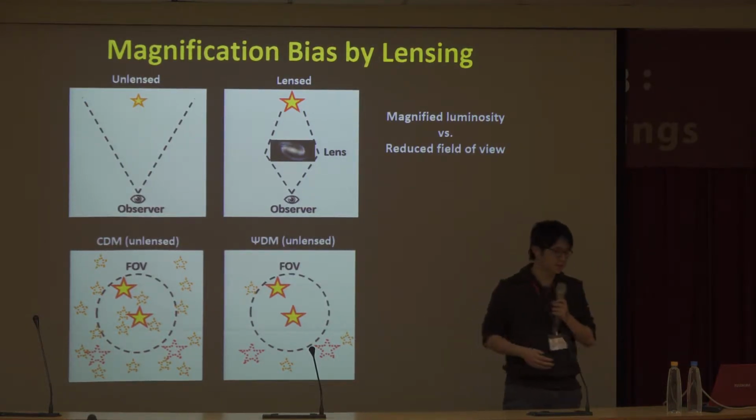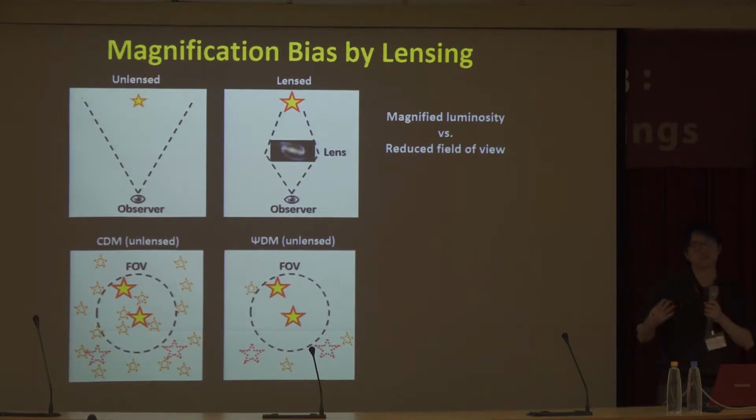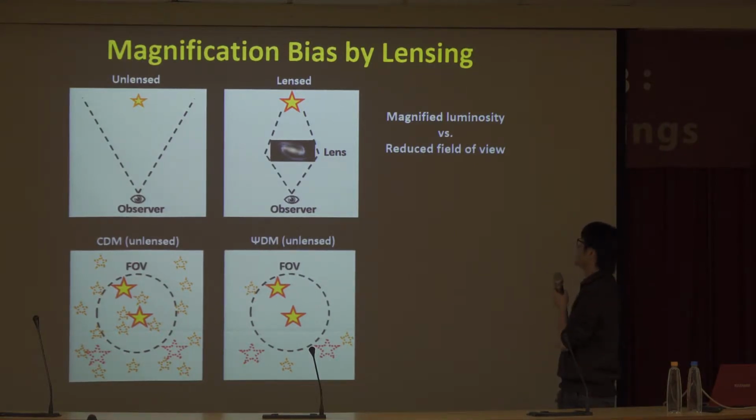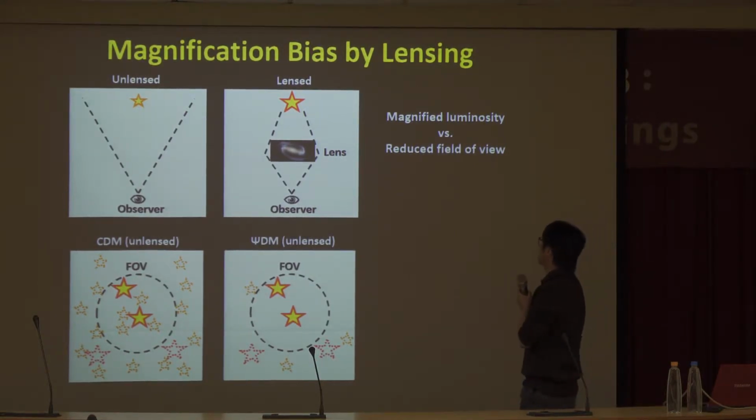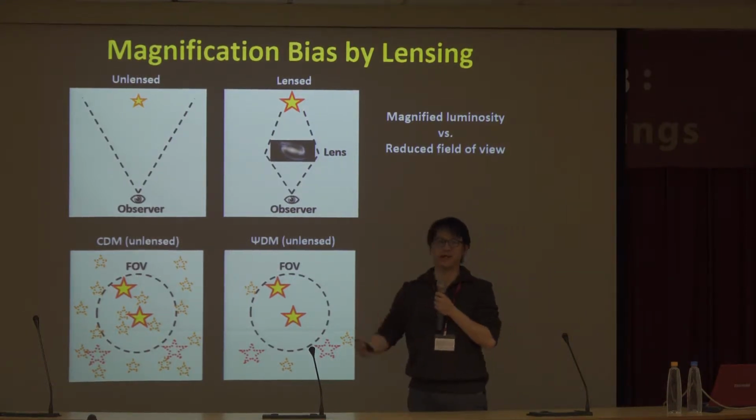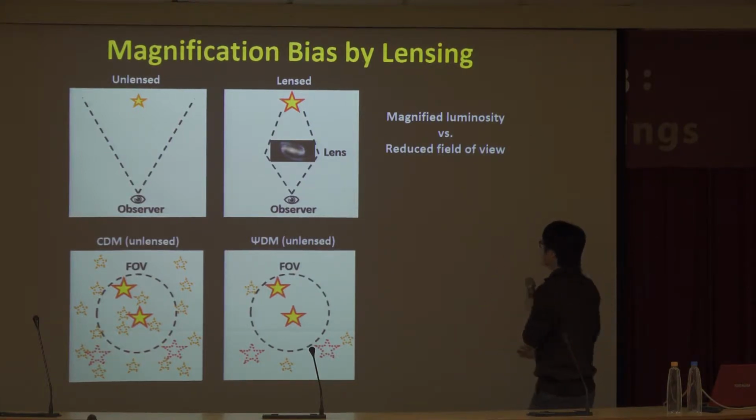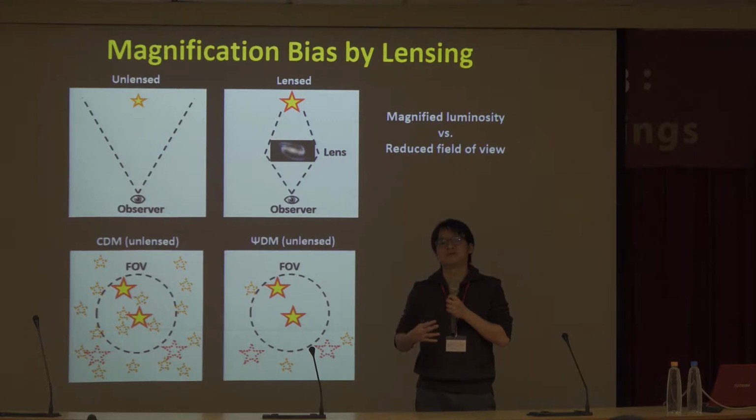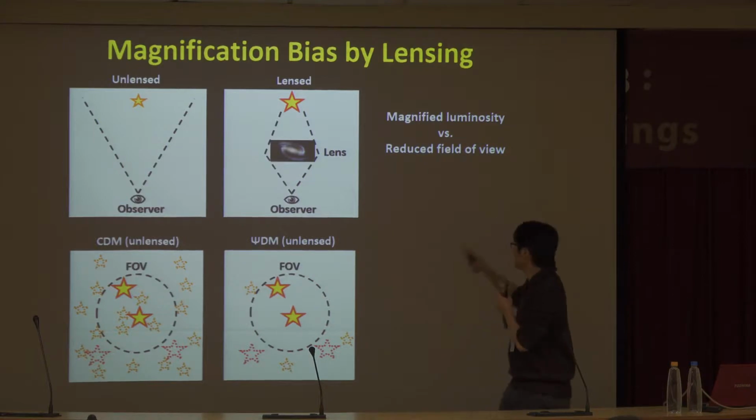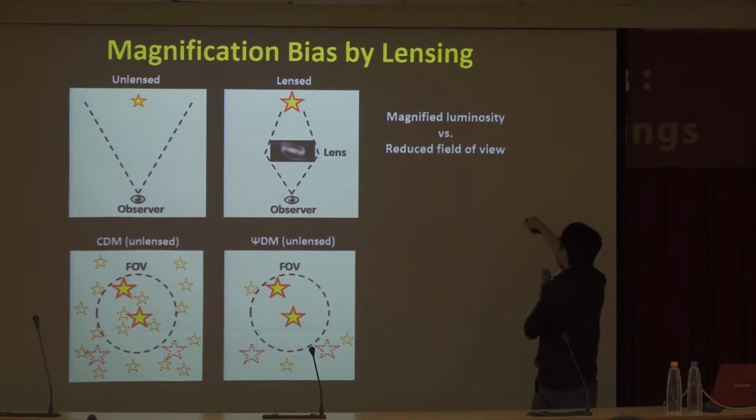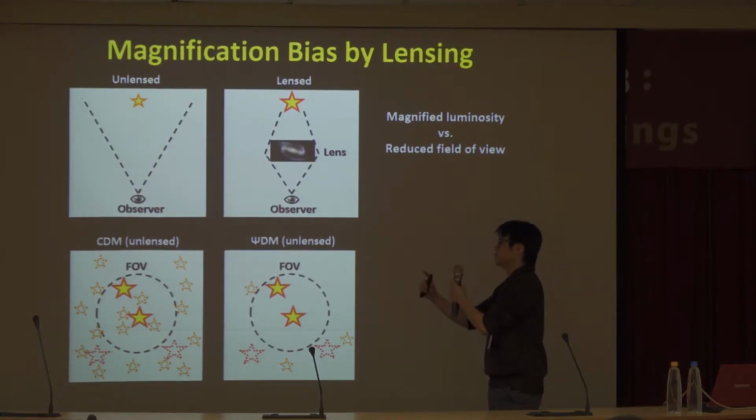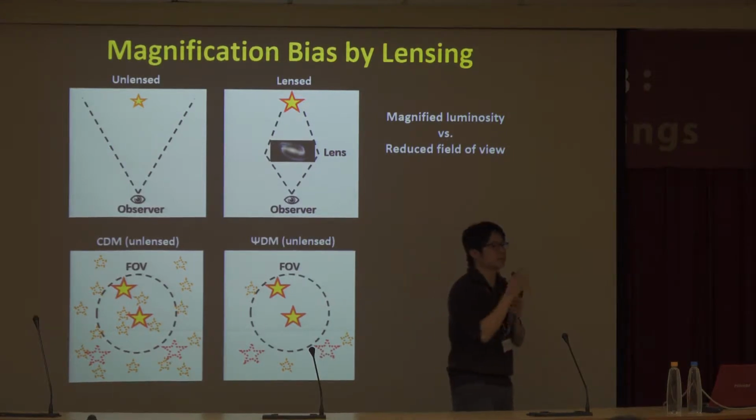It is also known that gravitational lensing will introduce a bias in the observed galaxy number density, an effect referred to as magnification bias. Now there are two competing factors in this effect. First of all, the lensed image will become brighter, so it will increase the observed galaxy number density. On the other hand, lensing will reduce the effective field of view, which will reduce the observed galaxy number density. So these two competing factors, the magnified luminosity and the reduced field of view, have opposite effects on the galaxy count for a given field angle.